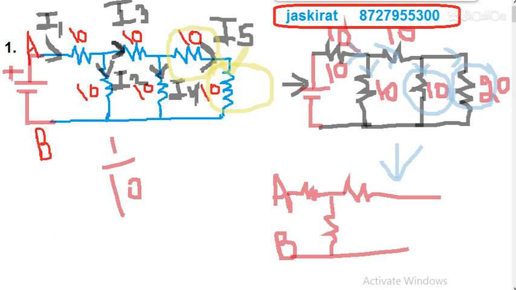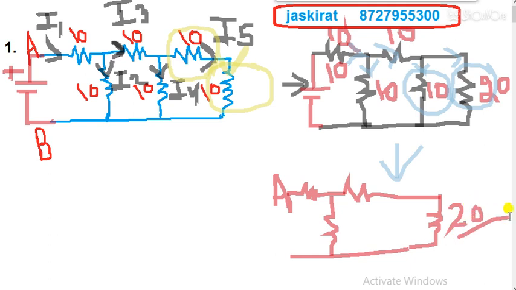So I am erasing it now so that I can get space. Here I will draw one resistance having the value 20 by 3, and this is 10, this is also 10, this is 10. Now see, if I connect a battery here at A and B, which resistances will be in series and which will be in parallel.